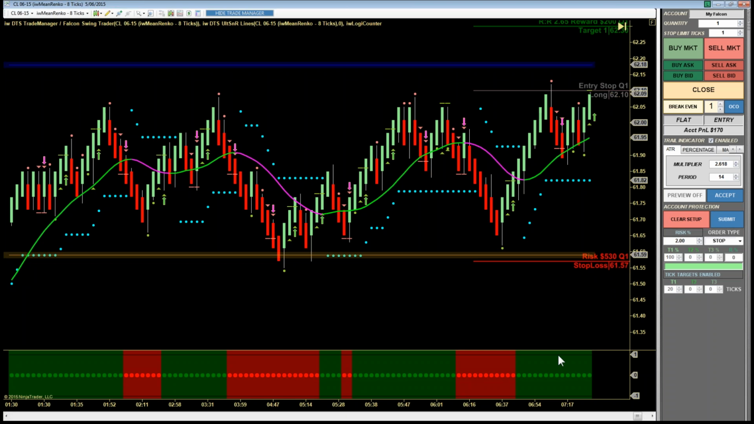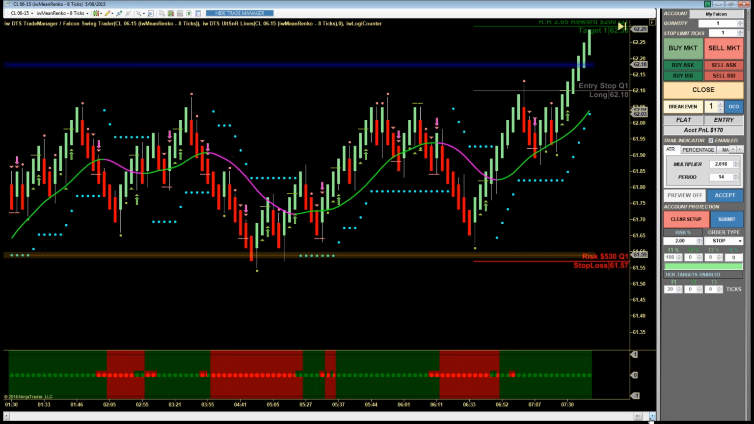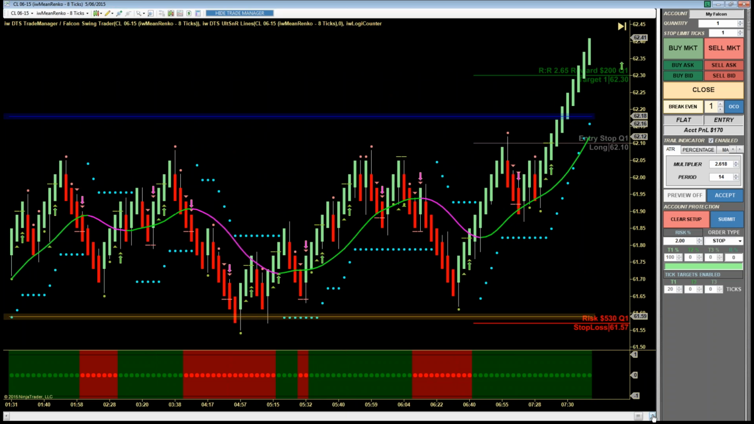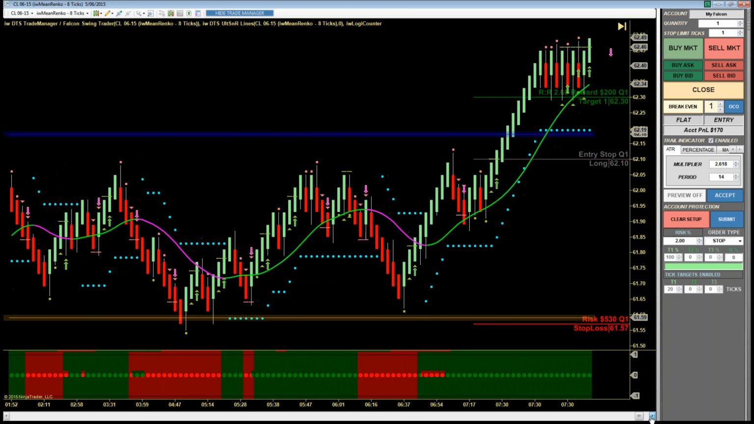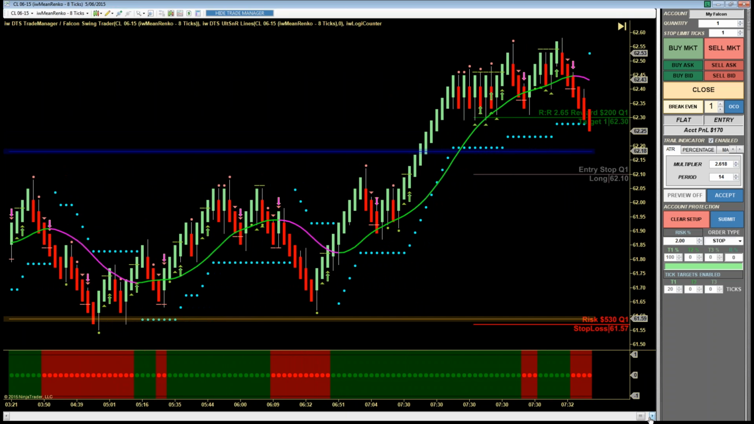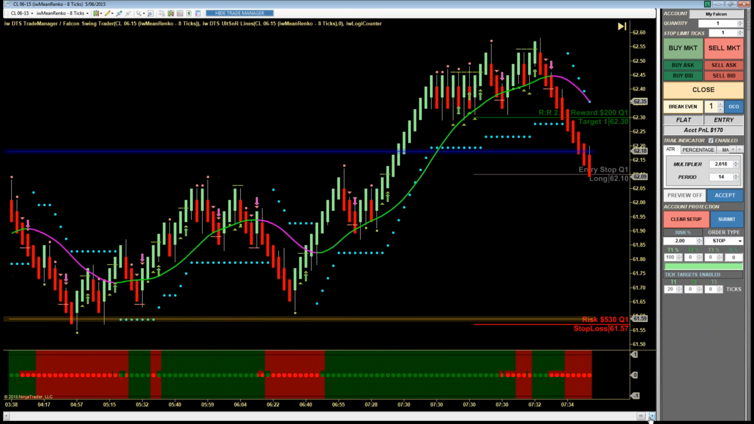I probably would have still tried to risk the trade down there. But boom, would have gone up, hit my profit objective. Actually went a little bit further, didn't it? Oh, not much further. Hit the high probability target, floundered for a little bit, and then started to reverse.